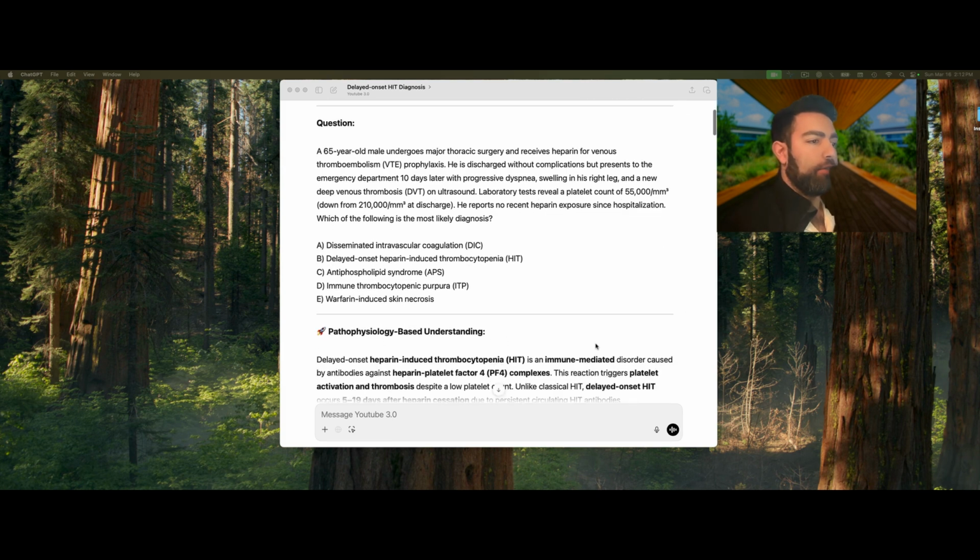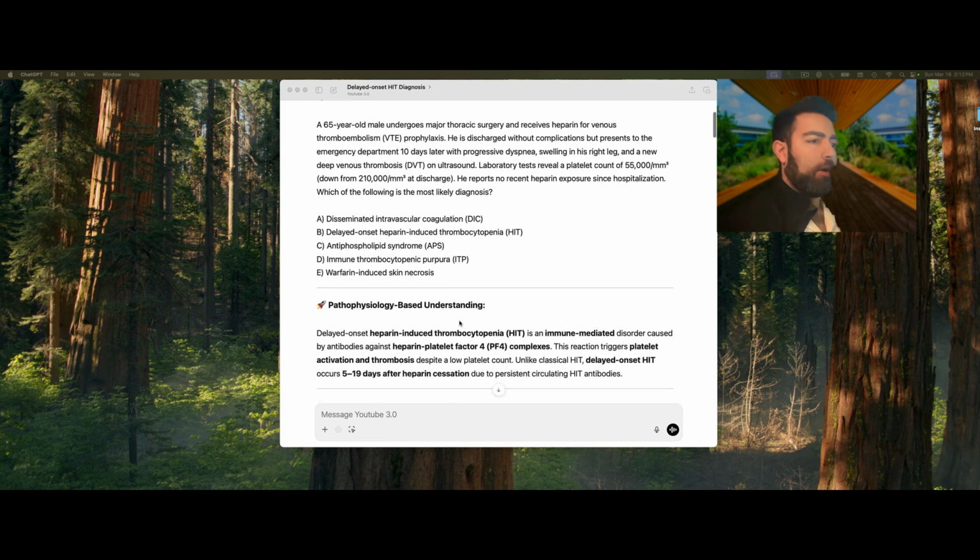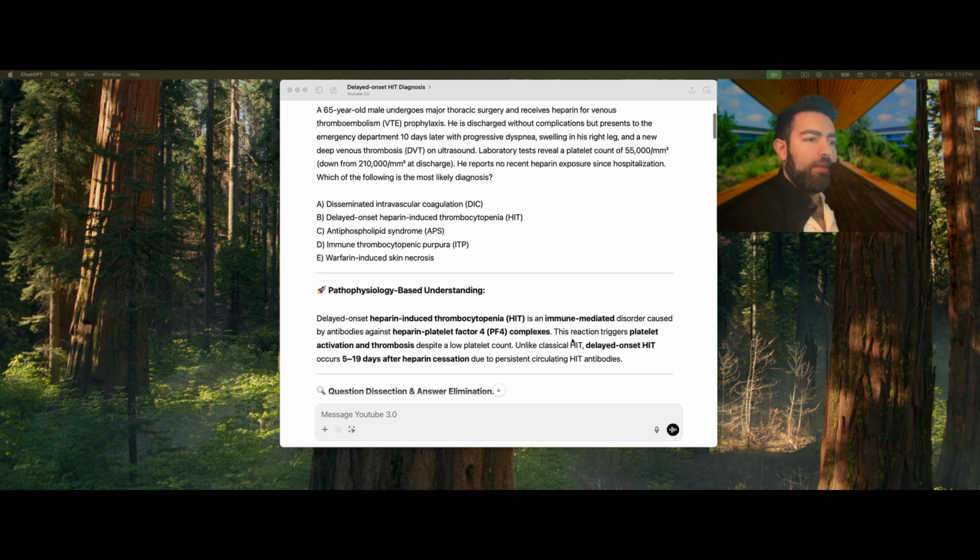All right, so let's talk about pathophysiology. This most likely is going to be heparin-induced thrombocytopenia. It's called delayed onset in this case. It is an immune-mediated disorder caused by antibodies against heparin-platelet factor 4, or PF4, complexes. This reaction triggers platelet activation and thrombosis despite a low platelet count. Unlike classical HIT, delayed-onset HIT occurs about 5 to 19 days after heparin cessation due to persistent circulating HIT antibodies.